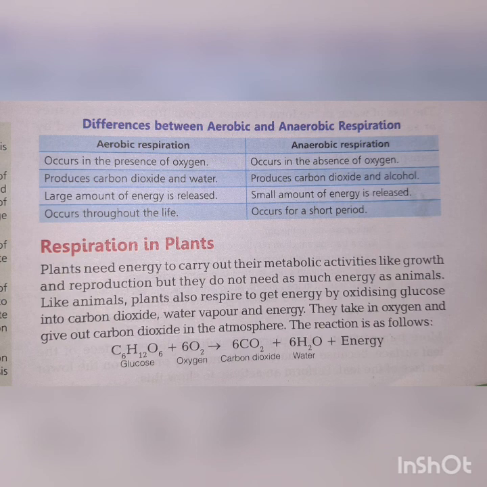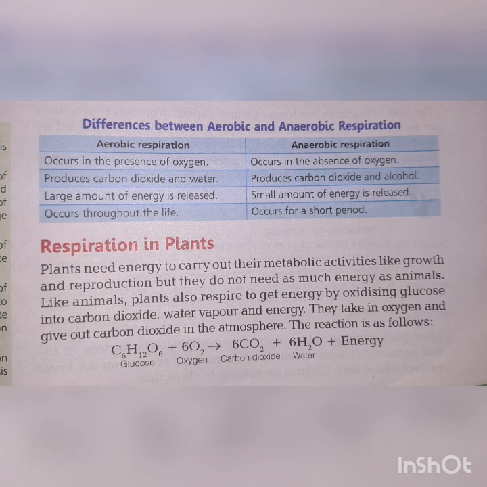The reaction follows: C6H12O6, that is glucose, plus 6O2, that is oxygen, gives 6CO2 plus 6H2O plus energy. Now, the process is very simple. As you know, plants take in oxygen and give out carbon dioxide in the atmosphere. The reaction is with the digested food and oxygen to produce carbon dioxide, energy and water.